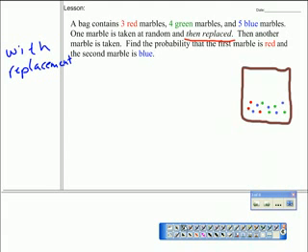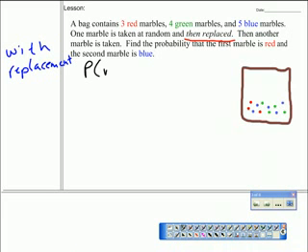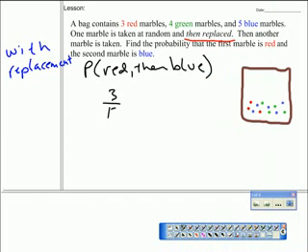All right. What's the probability, and this is what it's asking for, what's the probability of a red, then blue? That's what it's asking. What's the probability I choose a red on the first one? 3 out of 12. Good. Which reduces to 1 and 4. Now, since I put that marble back, how many total marbles do I have for my second choice now? 12 still. What's the probability I choose a blue on this? 5 out of 12.